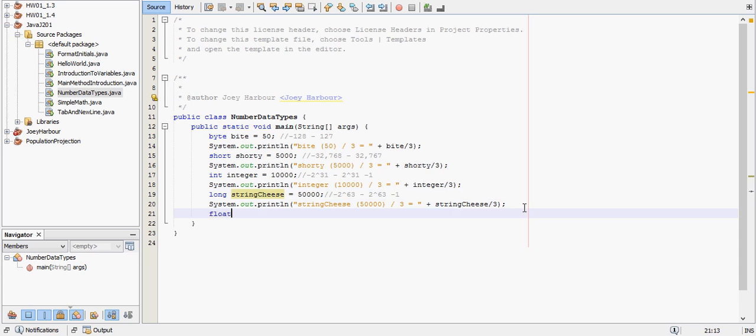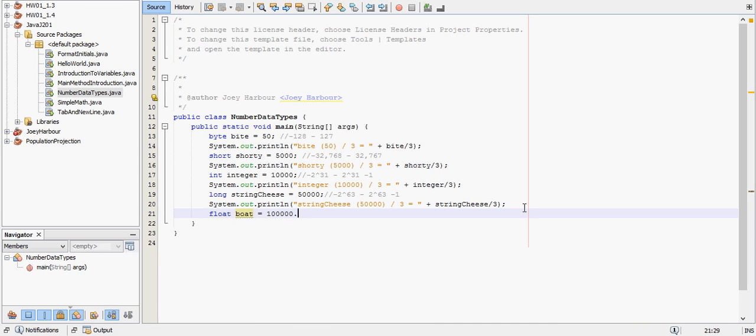Then a float and a double. These two types are similar. Don't worry about these, a double's a little bit bigger. Just know that they can both handle decimals. If you have to have a decimal, either use a float or a double. What exactly the range of these are is beyond the scope of this video. It gets kind of tricky.